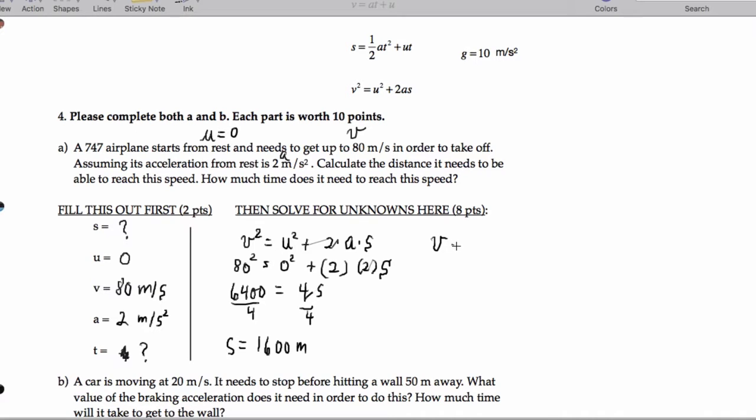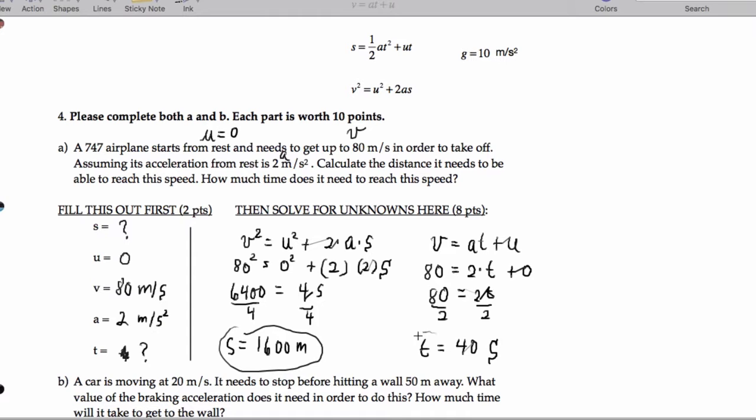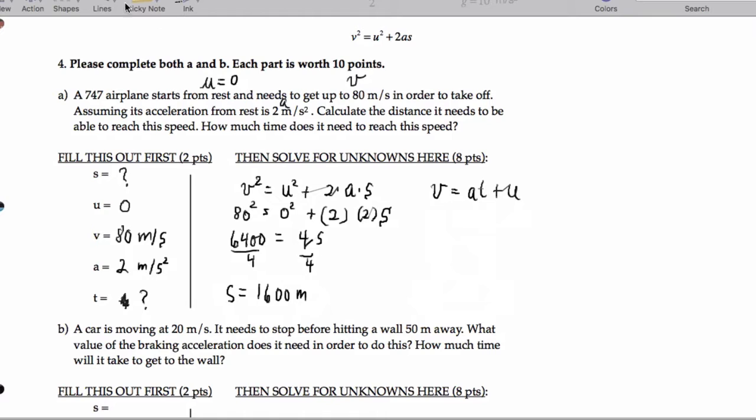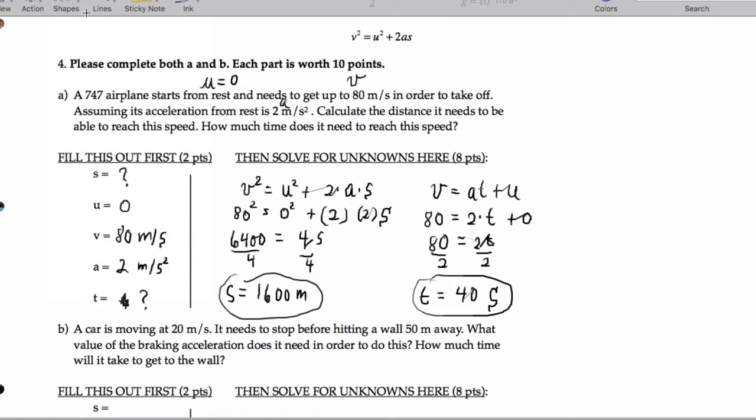I'll use the formula v equals at plus u. So we're going to end up having 80 meters per second equals 2 times t plus 0. We end up getting that 80 is 2 times t, and dividing both sides by 2, we're going to end up getting the time is 40 seconds. Awesome. Let me just go ahead and circle these answers so we know that those are the right answers. Whoops. Yeah. So that's part A.